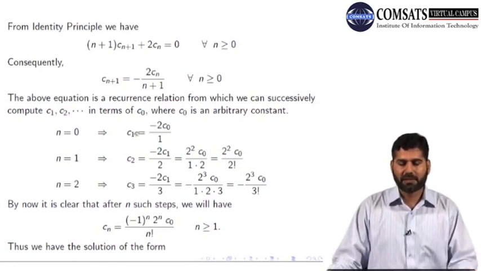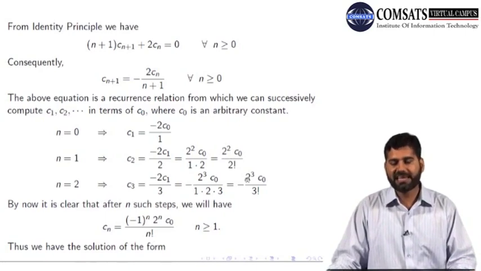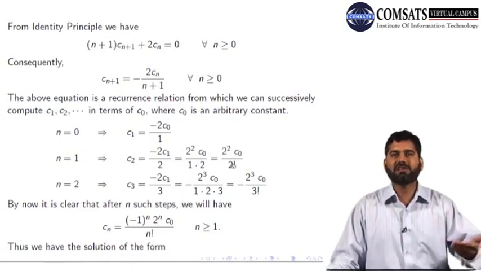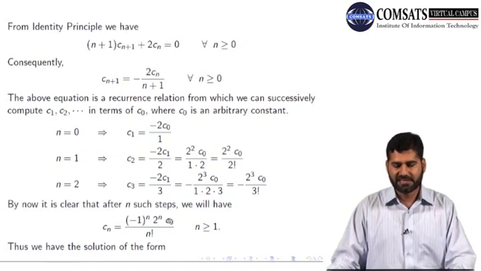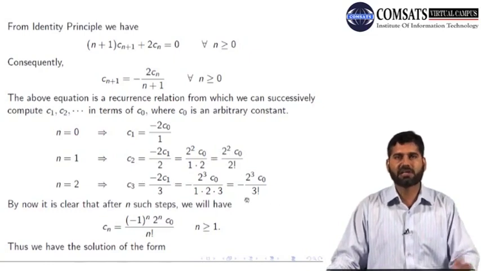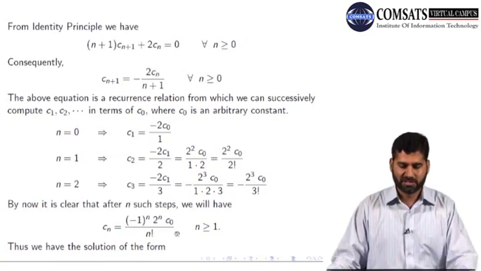Now 2 to the power n, because C1 has 2 to the power 1, C2 has 2 square, C3 has 2 cube, so Cn will have 2 to the power n. And C0 is common in all the terms, divided by n factorial, because C2 has 2 factorial, C3 has 3 factorial, so Cn should have n factorial. So this is the general form of Cn.